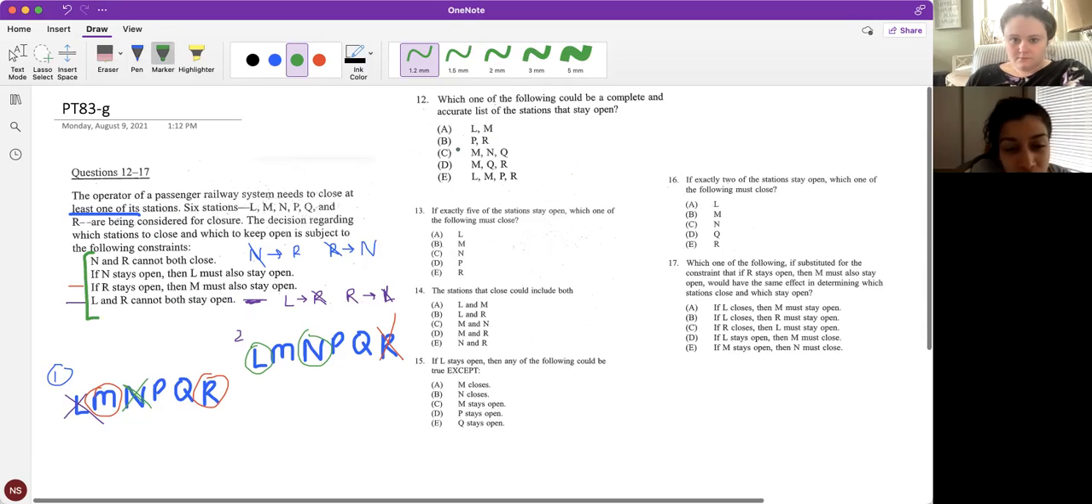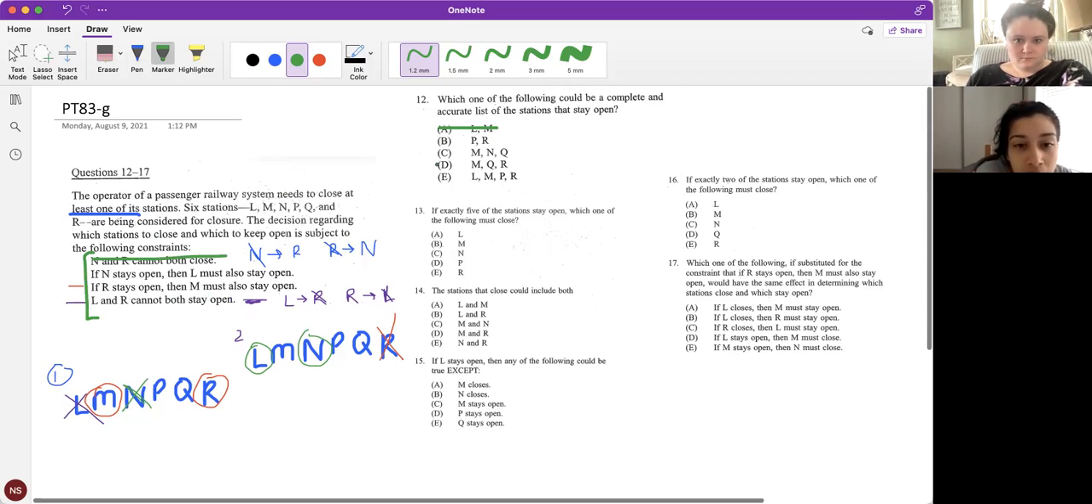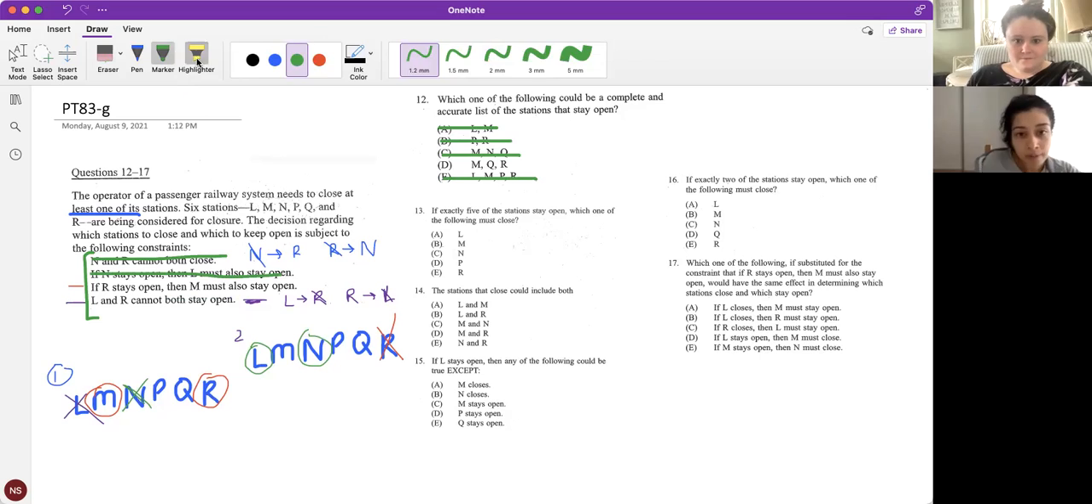So A is out. Excellent. And that's it. Okay, so if N is open, L. So if we see N, we must see L. So C is out. Fabulous. Okay, and then R open, M open. So B is out. Yay. Okay, and then L and R cannot both stay open. So L and R is present in E, so that's wrong. Great. All right, so now let's go on to 5.